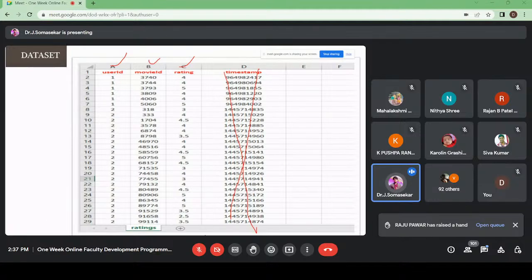Here you can see the maximum rating is 5. So that means the rating scale is assumed to be 1 to 5, where 1 is the minimum and 5 is the maximum. That is the rating scale that I'm going to assume for the entire session. Maybe in some applications you can assume 1 to 10 also, that depends on the application.